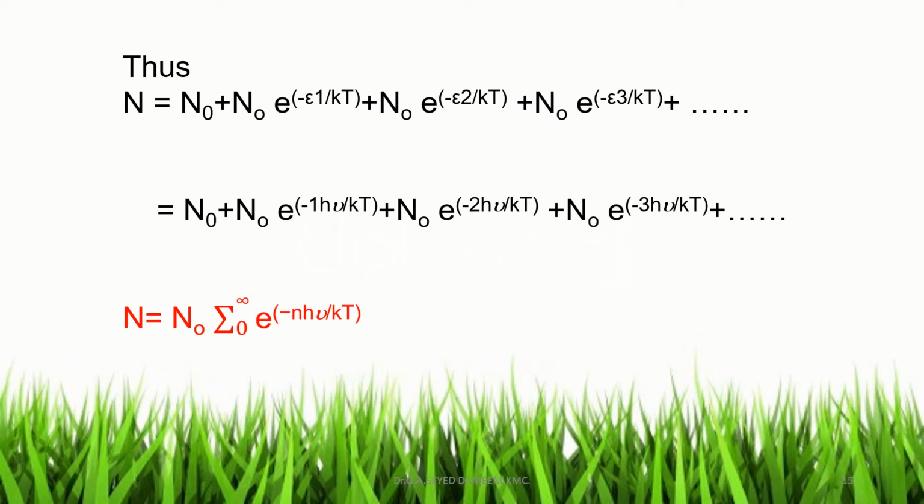Now the equation becomes N is equal to N0 plus N0 e power minus 1 h nu by kT plus N0 e power minus 2 h nu by kT plus N0 e power minus 3 h nu by kT plus etc. That can be simply written as N is equal to N0 sigma 0 to infinity e power minus n h nu by kT, and the value of n is from 0 to infinity.